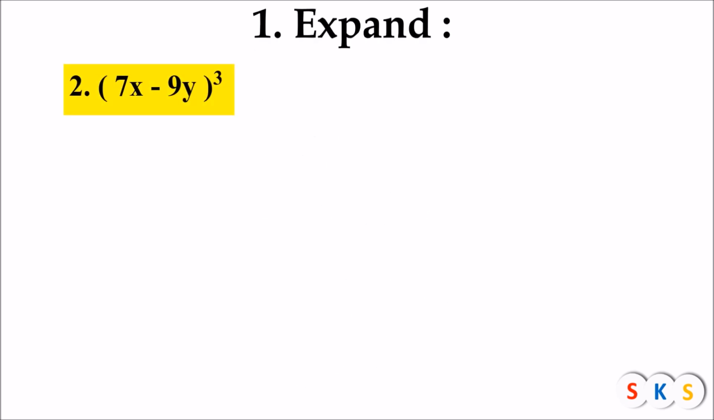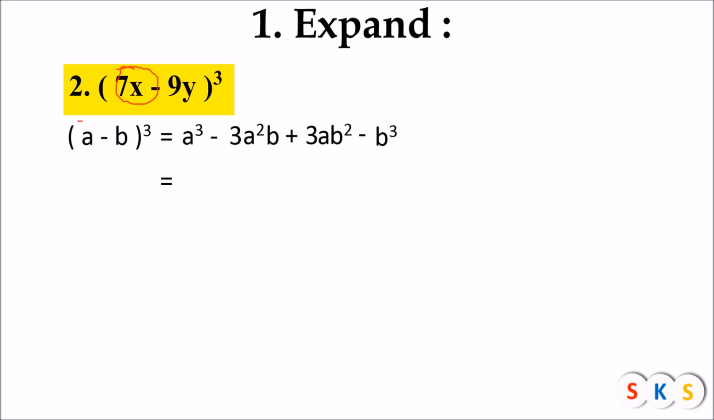Now here we have question number 2, cube of 7x minus 9y. We will use the same formula to expand this. a minus b the whole cube equals a cube minus 3a square b plus 3ab square minus b raised to 3. Here 7x we will take as a, the first term of the question. And this is b, so b is 9y. So in place of a we will write 7x, and in place of b we will write 9y.